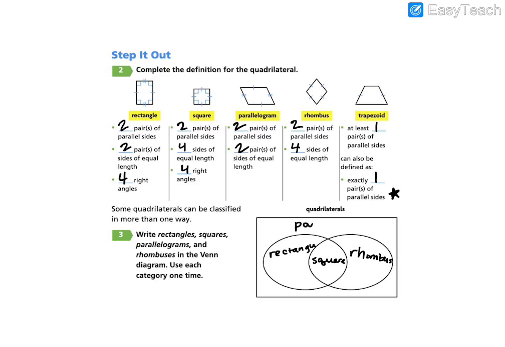Now, parallelograms are also a type of quadrilateral. Now, we could draw a lot of different overlapping things here, right? But a parallelogram kind of goes on the outside of these guys.